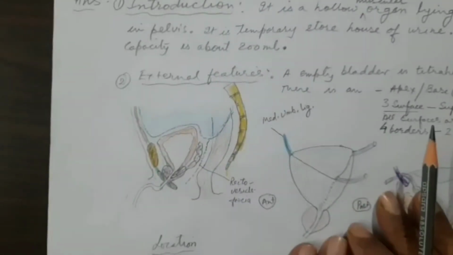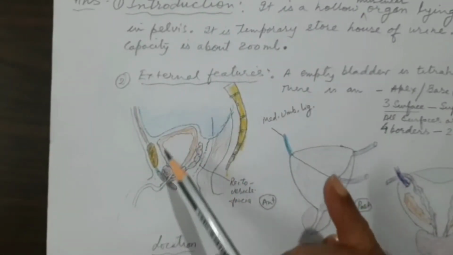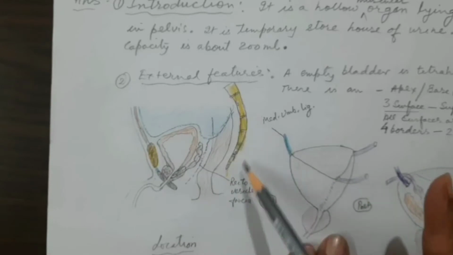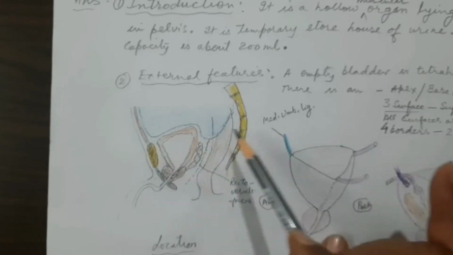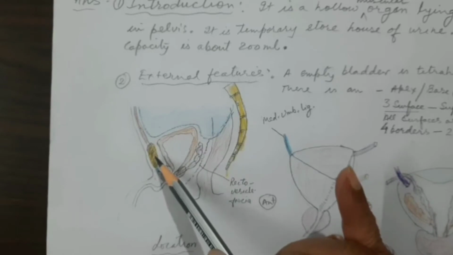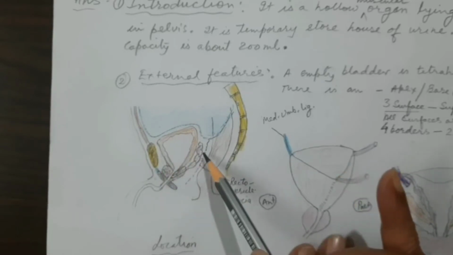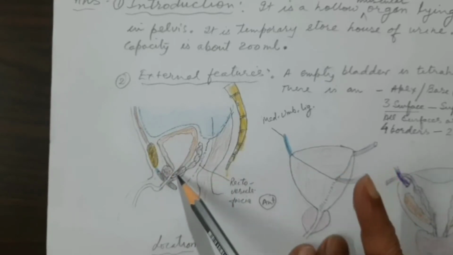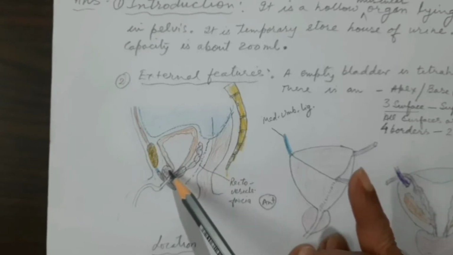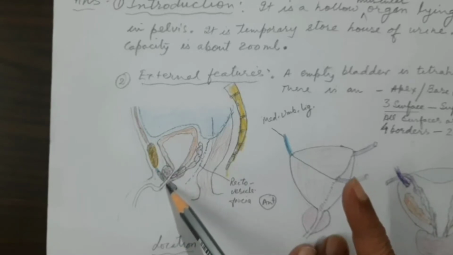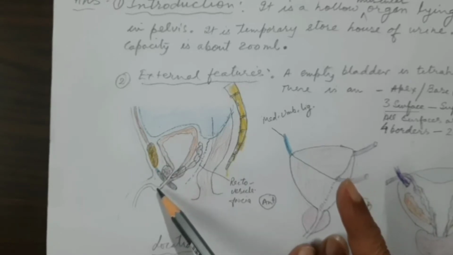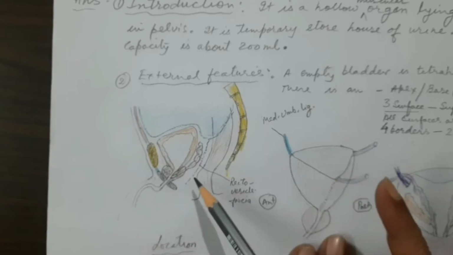In this diagram, see, this is the lesser pelvis, where pelvic viscera are located. This is the pubic symphysis, and this is the urinary bladder. This is the seminal vesicle, and at the lower end of the urinary bladder, this is the prostate. This is the prostatic urethra, which will become the membranous urethra and then the penile urethra.